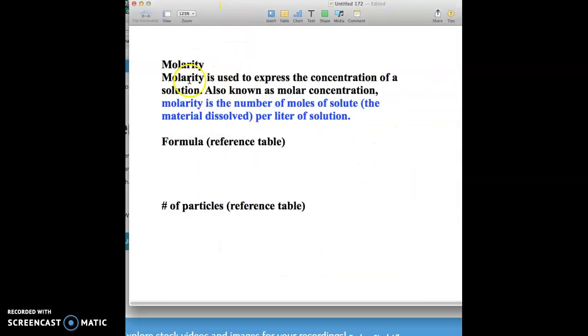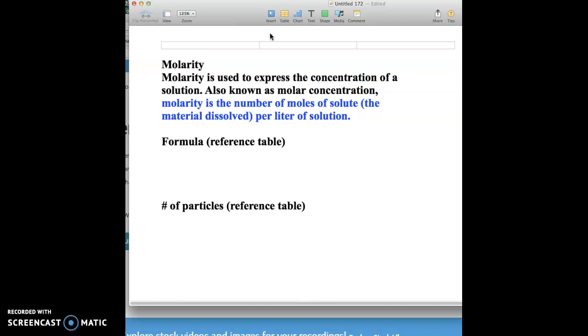So what I want you to do is everyone get down the definition of molarity. Molarity is used to express the concentration of a solution. It's also known as molar concentration. What is in blue is the most important that you need to remember. Molarity is the number of moles of solute. Remember, that's the stuff that's dissolved in something, per liter of solution. So molarity is the number of moles of solute per liter of solution. Make sure you get that down.